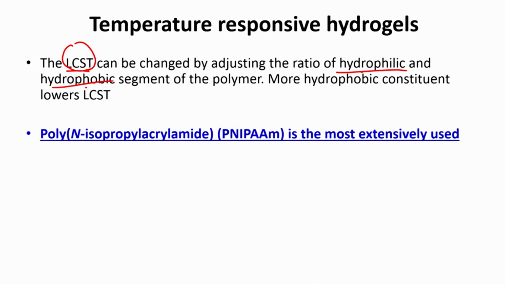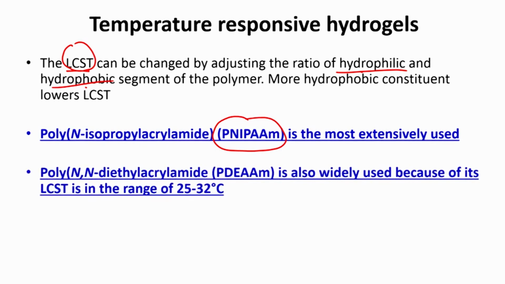One of the polymers that is extremely widely used for this is polyNIPAM, and the reason it is used quite a lot is because it has an LCST in the range of about 25 to 30 degrees Celsius. Here is another polymer, poly N,N-diethyl acrylamide, that also has an LCST at 25 to 32 degrees Celsius. So, that means that at room temperature they are fairly hydrophilic, but as the temperature is increased to 37 degrees Celsius, the hydrophobic components dominate.